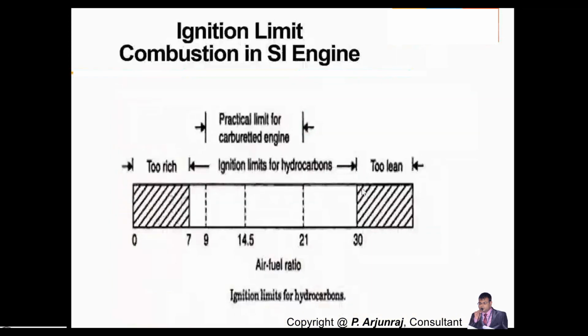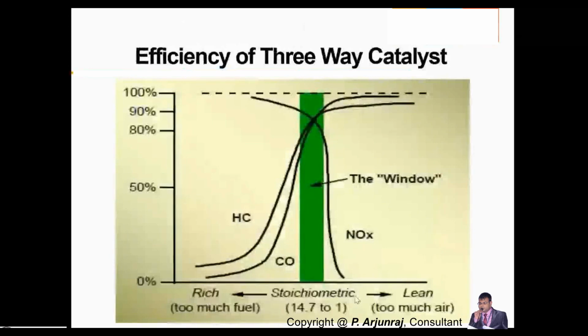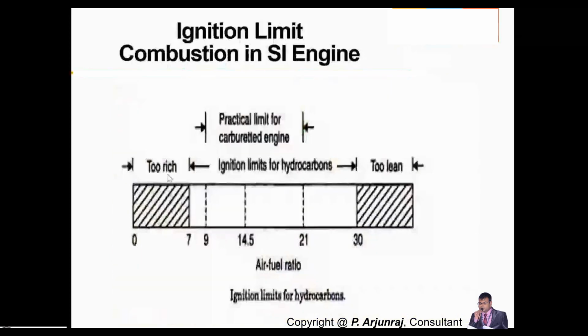Now we'll see the ignition limit in the case of the SI engine. The air-fuel ratio of 14.7 to 1 is what we call the stoichiometric ratio. On the left side of the stoichiometric you get the rich mixture, and on the right side you get the lean mixture.